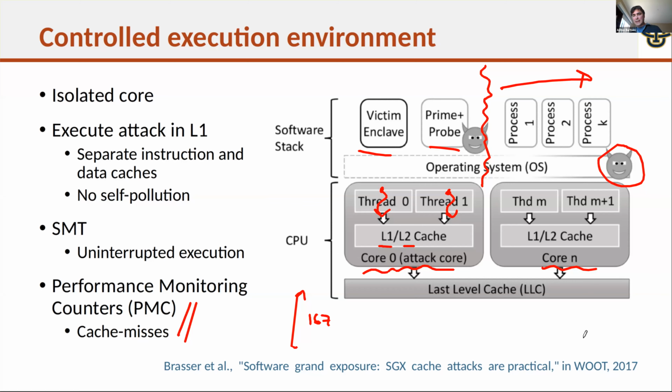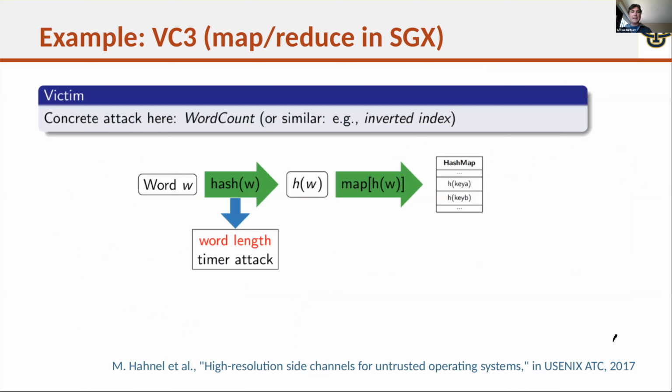Just 2 years later, this attack is already there, and they demonstrated the attack on a very practical framework, VC3, which is a MapReduce framework which Microsoft Research built for running in SGX. And what's interesting here, they don't even assume knowledge of the user functions, the user map and reduce functions. They only assume knowledge of the framework and the fact that the framework will be using words for doing the reduce.